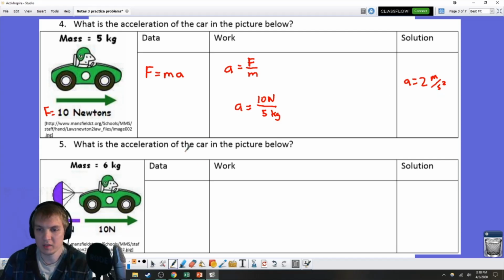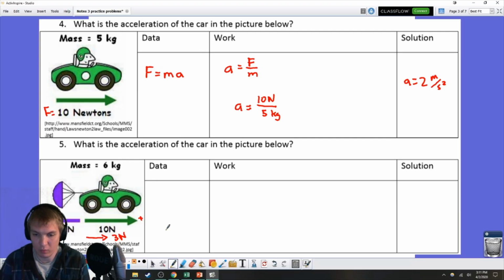Number 5 says, what is the acceleration of the car in the picture below? We're doing the same problem, but in this case, we have something else. We have the car going at 10 newtons, and then we have a parachute slowing down the car at 7 newtons. This is not a balanced force, so it's going to be moving in this direction. You have to actually add these up. If this is the positive direction and this is the negative direction, we have positive 10 newtons, negative 7 newtons. You're going to have a final unbalanced net force. So the net force is 3 newtons.